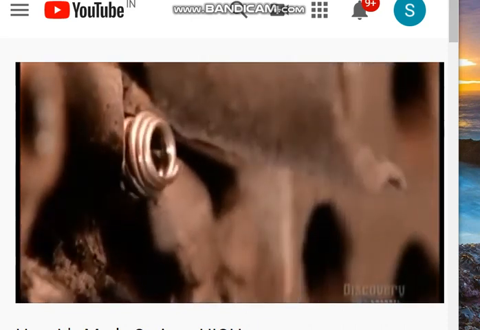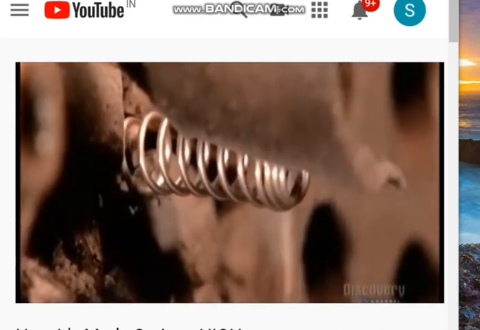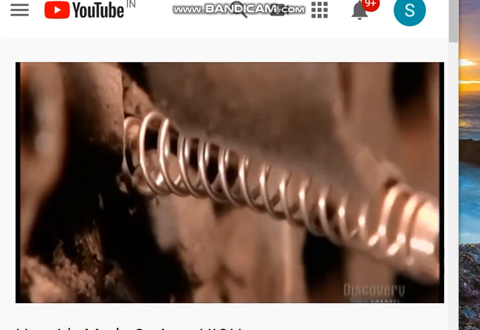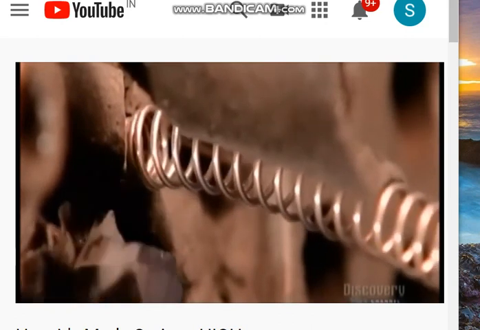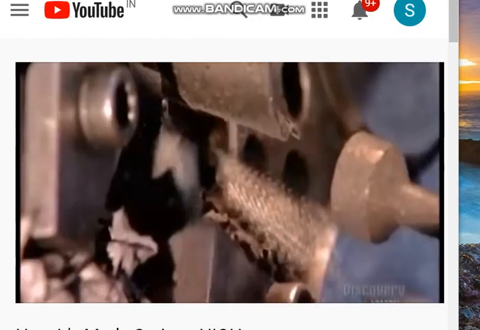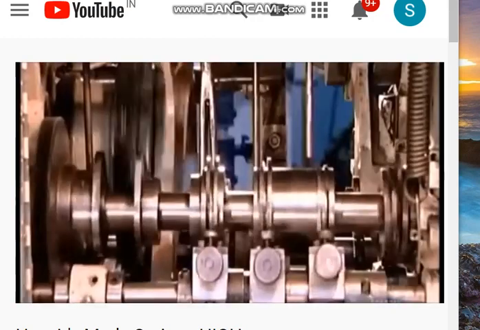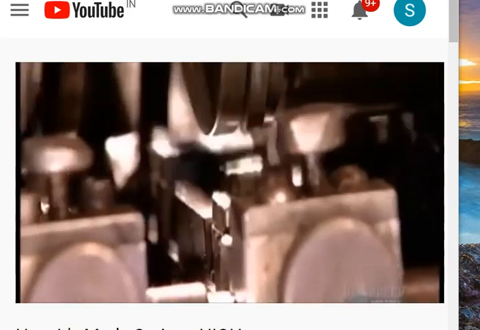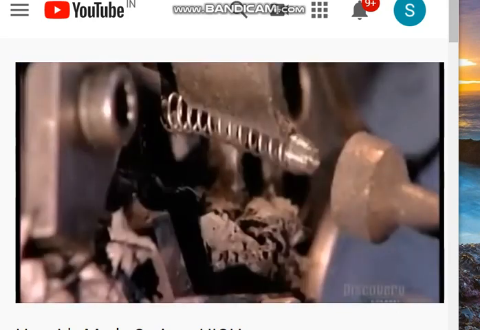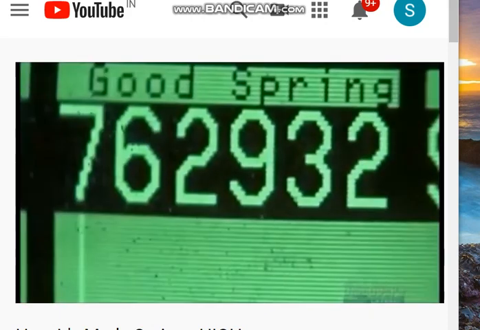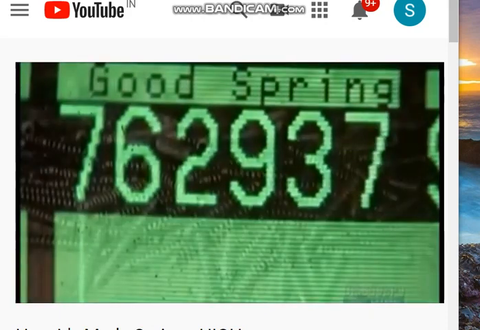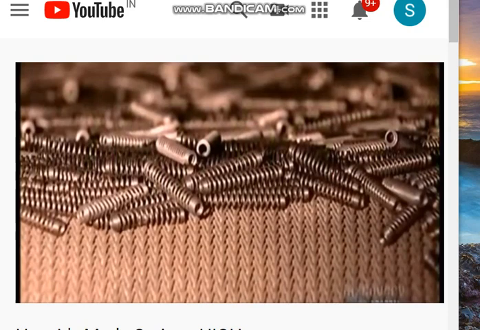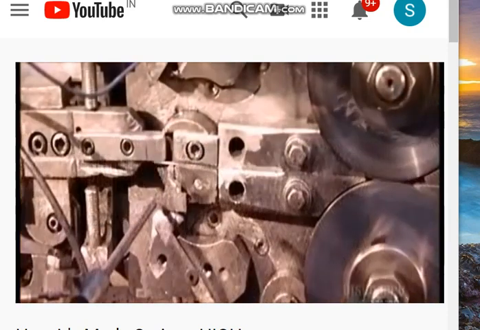They are made. You see, and this is the compression spring. Are you seeing how fast these things are made? Different cams and so many automatic machines are used for these purposes. You can explore some more on YouTube.